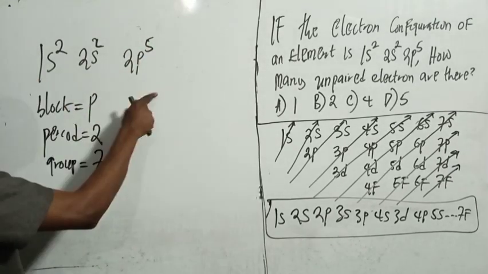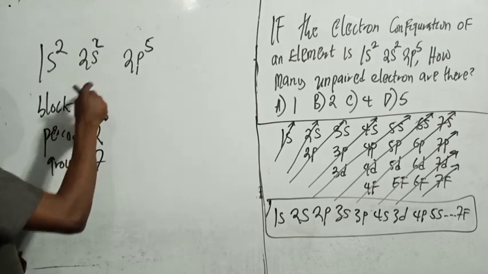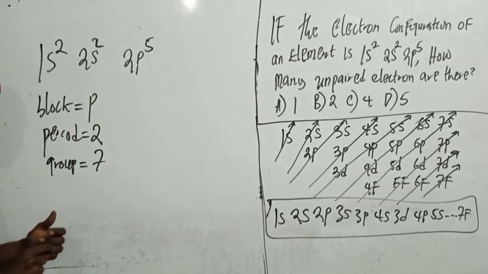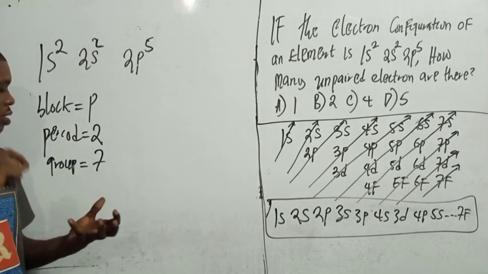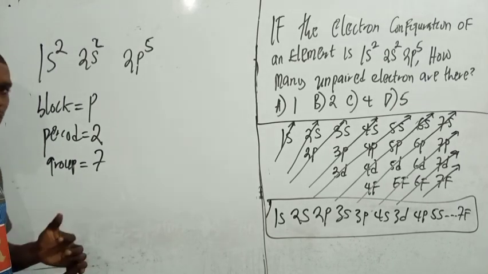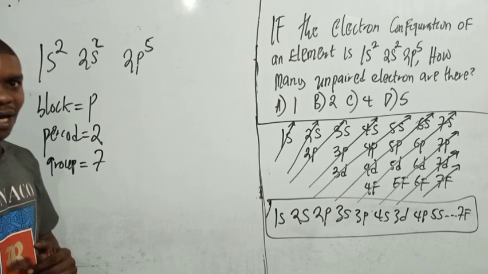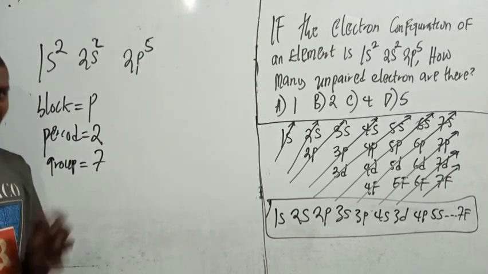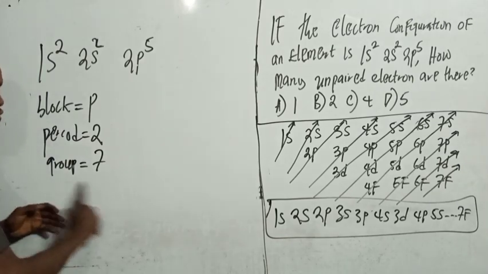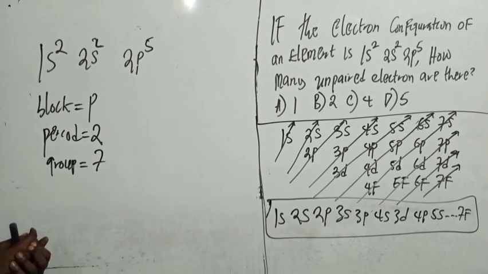It means that the element that owns this electronic configuration has 7 valence electrons, so it belongs to Group 7. And the valence electron is 7. Do you get that? So this is it. Do you understand?